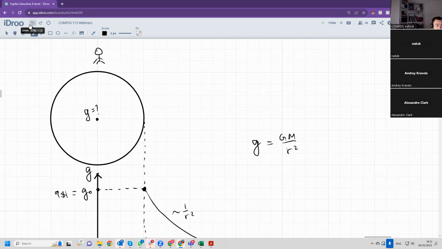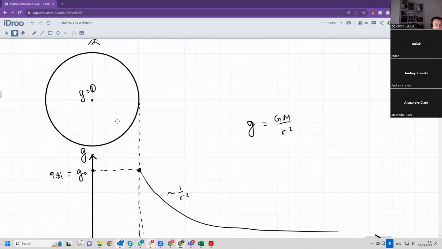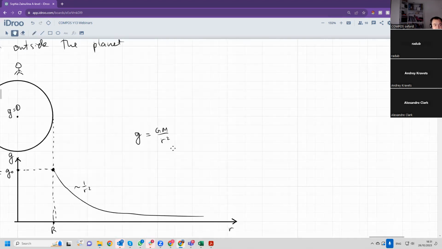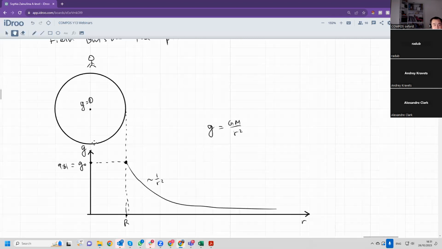But if you're at the center of the planet, you're being pulled equally in all directions, because you're attracted to the mass of the planet. Therefore, there's no gravitational field in the center. And that's kind of an interesting thing, because it contradicts the formula. So what's going on? Why does it behave like this?